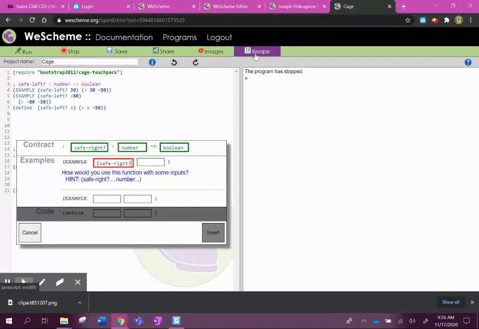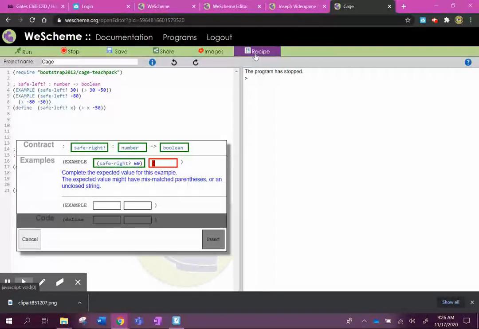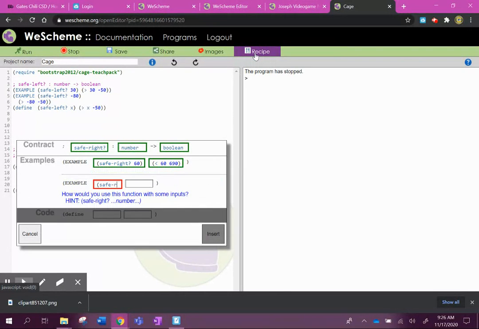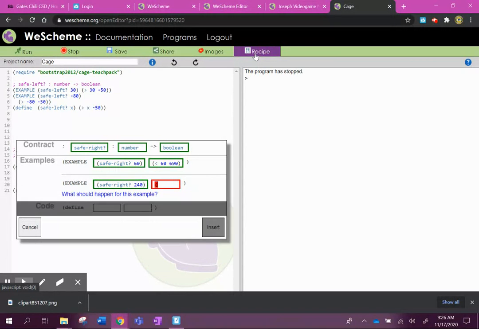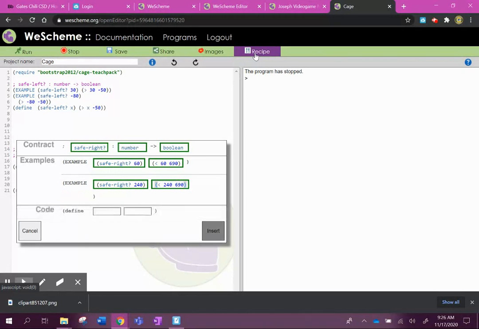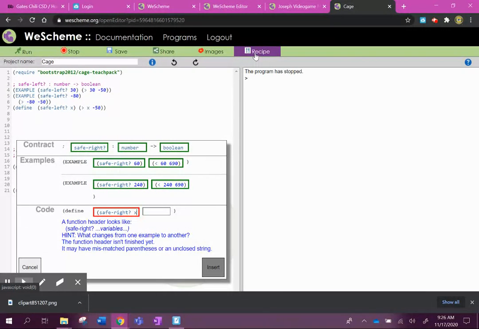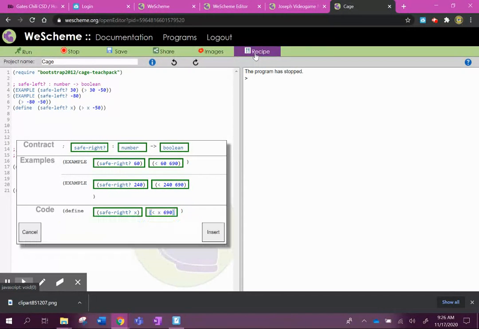Safe right, 60, less than 60, 690. Safe right, 240, less than 240, 690. Safe right, x, because we're using x values, less than x, 690.